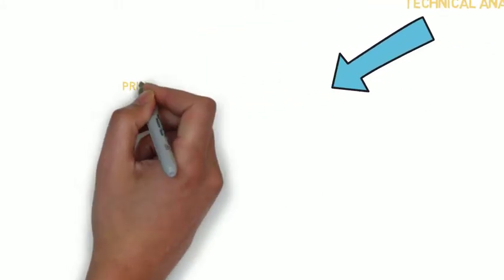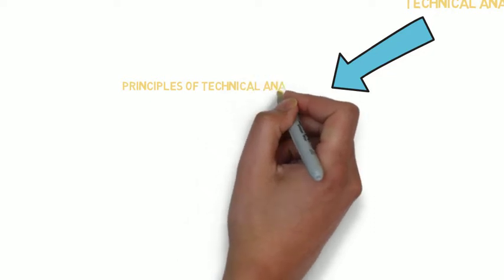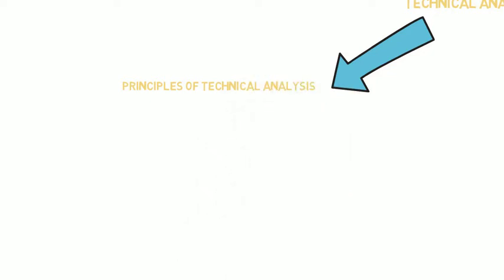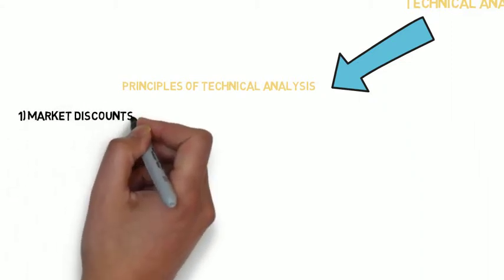Today, we are going to talk about technical analysis for beginners for 2019 and beyond, and we'll get started right now. The first thing we need to know are the principles and assumptions of technical analysis. There are three main principles and assumptions in technical analysis. The first is that the market discounts everything.